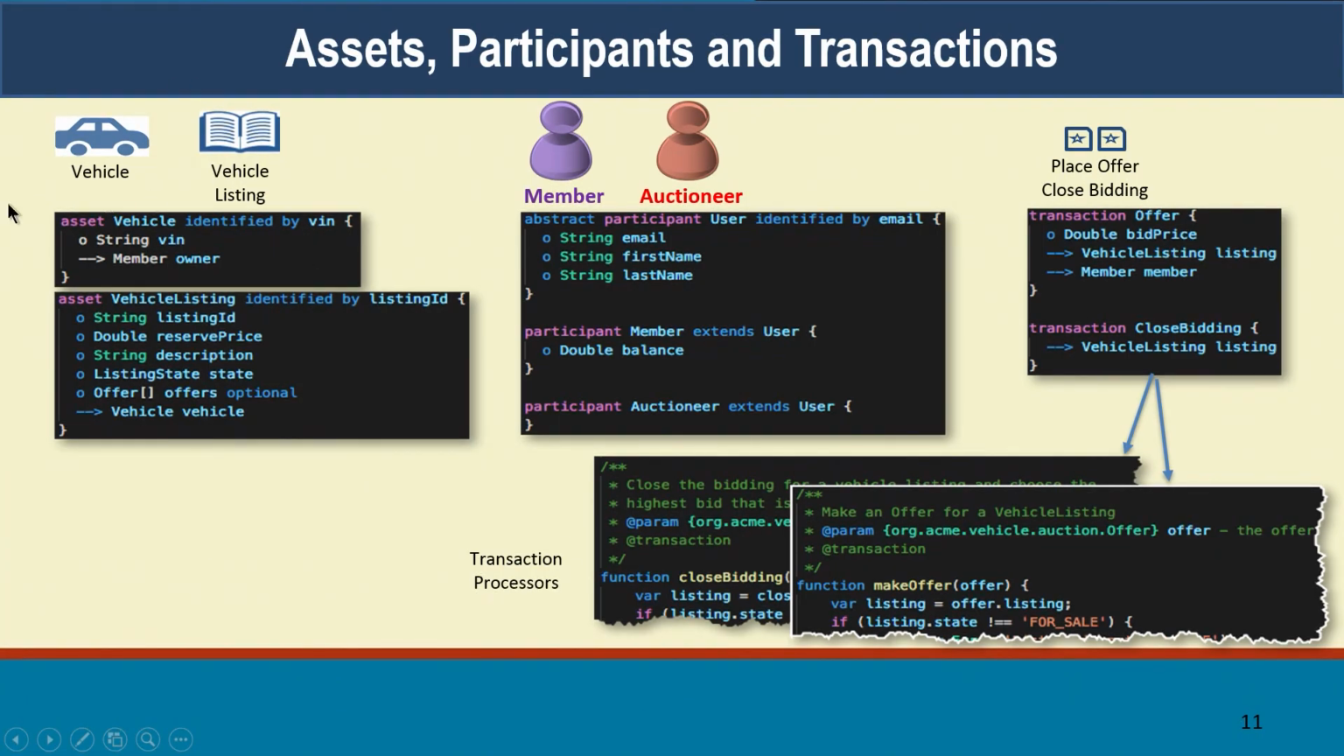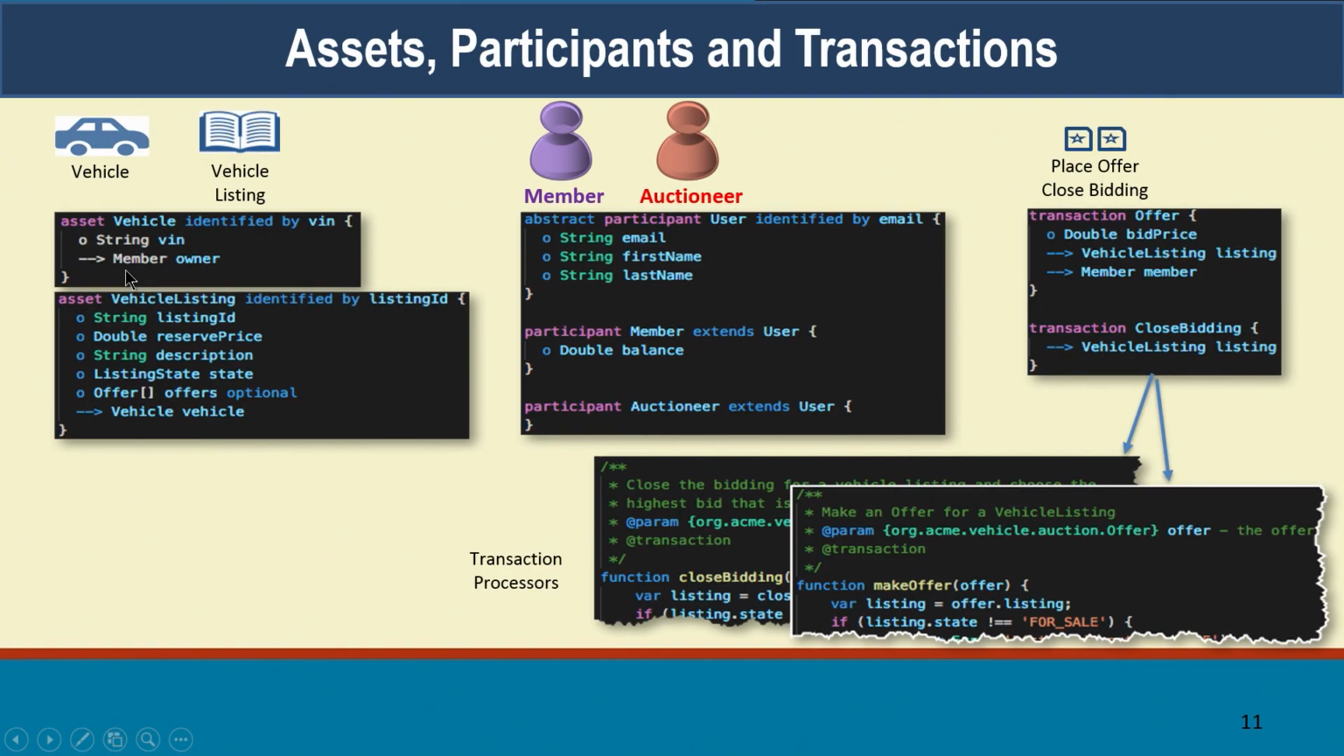So our main asset here is the vehicle. If you look at it, it's defined as asset Vehicle. It's identified by a VIN. So think of this as a primary key in database parlance. So it's a string. So this is like a standard object. And this hyphen greater than symbol represents a relationship. So this vehicle has a relationship called owner with a particular member.